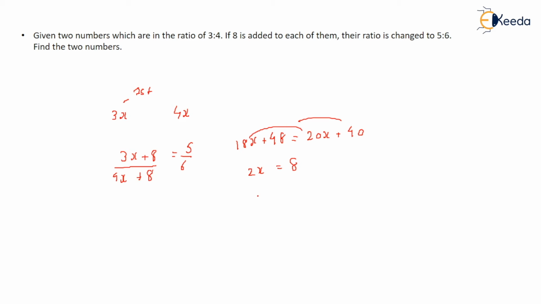So the value of x is what? The value of x is 4. Now they told you to find the numbers. So you can simply put in the value: 3 into 4 plus 8 comes out to be 20. The first number is 20 and the second number is what? 4 into 4 plus 8, that is 16 plus 8, which comes out to be 24, right? So the first number is 20 and the second number is 24.